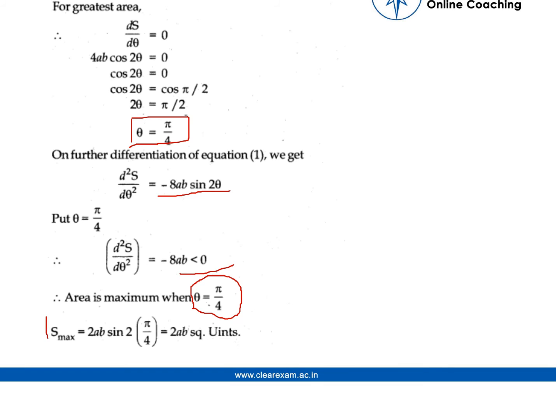So we will find out the area at pi by 4, which is 2ab. So the maximum area is 2ab, which can be inscribed in the ellipse x squared over a squared plus y squared by b squared equals 1.